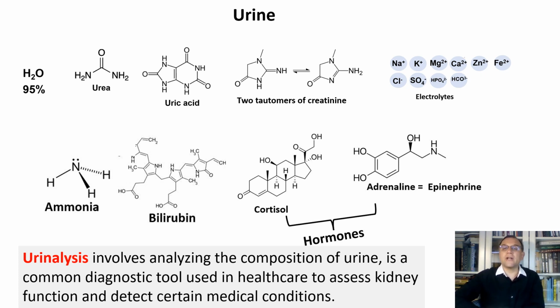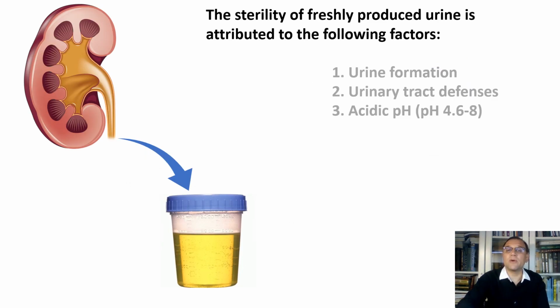Urine is generally considered to be sterile when it is freshly produced in a healthy individual. That means that it does not contain significant amounts of bacteria, viruses, or fungi that can cause infections. The sterility of freshly produced urine can be attributed to several factors. Urine formation. Urine is primarily composed of water, electrolytes, and waste products filtered from the blood by the kidneys. The kidneys act as filters to remove toxins and waste products from the bloodstream, producing urine in the process. As urine is formed within the sterile environment of the kidneys, it does not typically contain microorganisms.